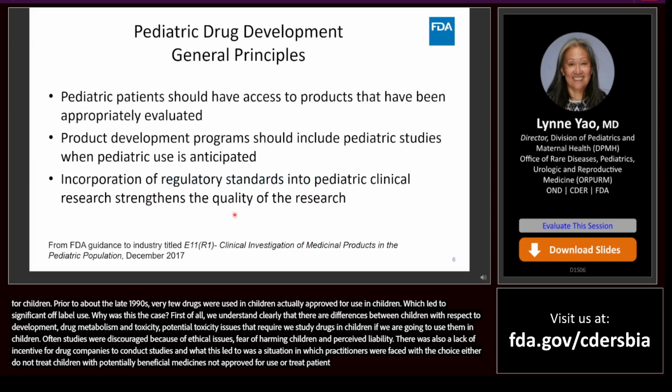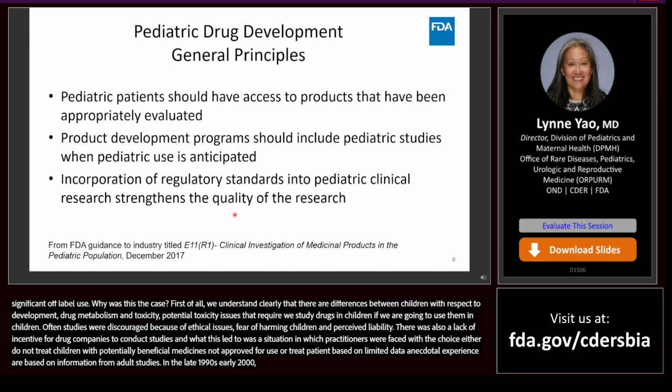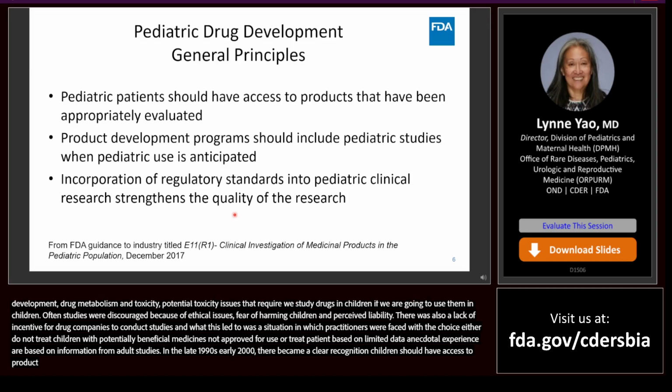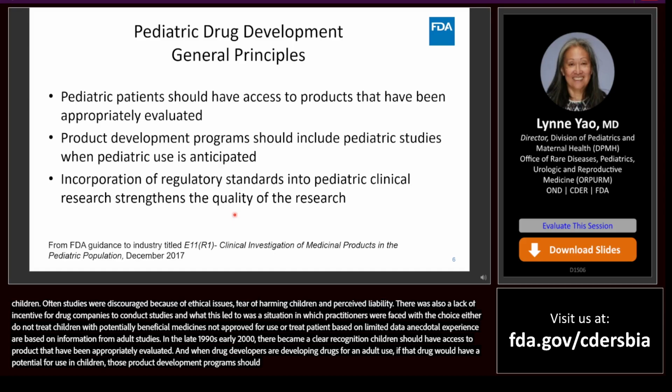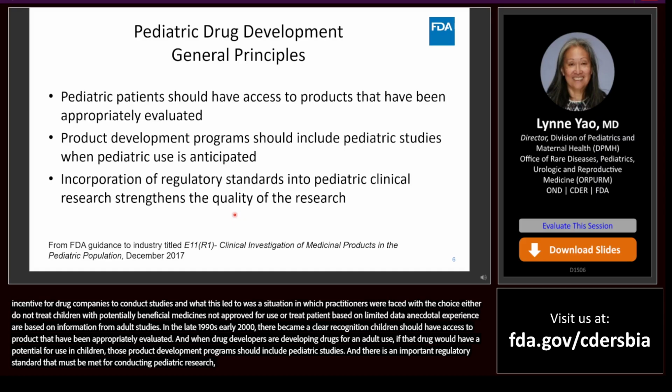In the late 1990s and early 2000s, there became a clear recognition that children should have access to products that have been appropriately evaluated, and that when drug developers are developing drugs for adult use, if that drug would have a potential for use in children, those product development programs should include pediatric studies. And of course, there's an important regulatory standard that must be met for conducting pediatric research. And these regulatory standards increase the strength and the quality of the research.